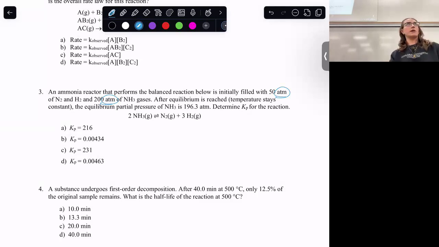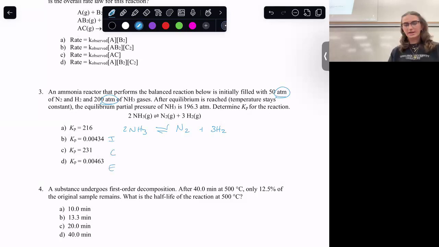So I always start with my ICE table here. I tend to rewrite the equation just to give myself a little bit more space. Everything is gaseous, so I'm just not writing that there, but I know that I have to include that into my equilibrium constant. I rewrite it so that if there is a solid or a liquid that you can't include, I'm not writing that down when I'm doing my ICE table.